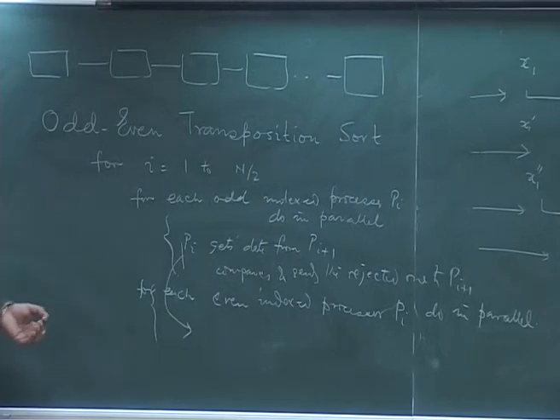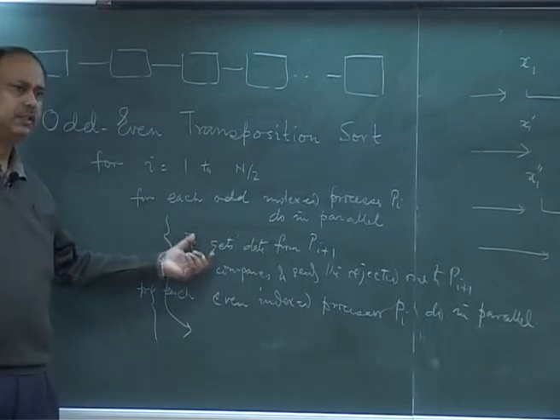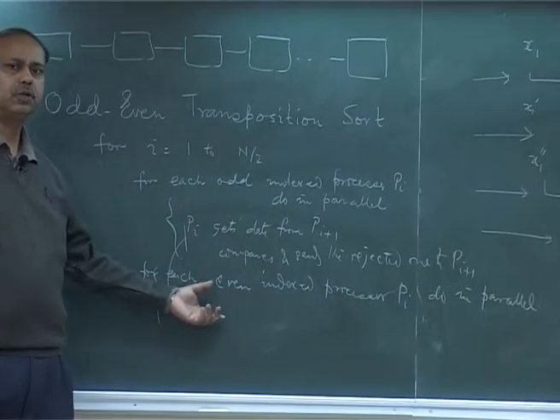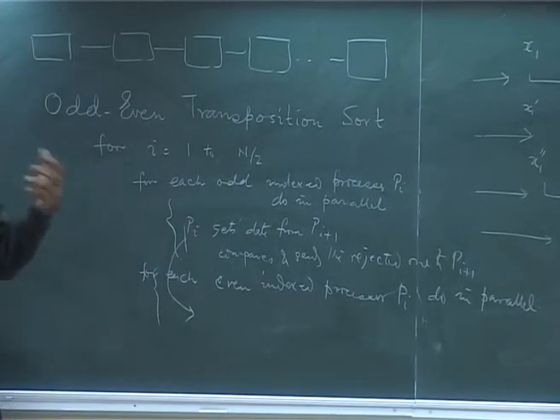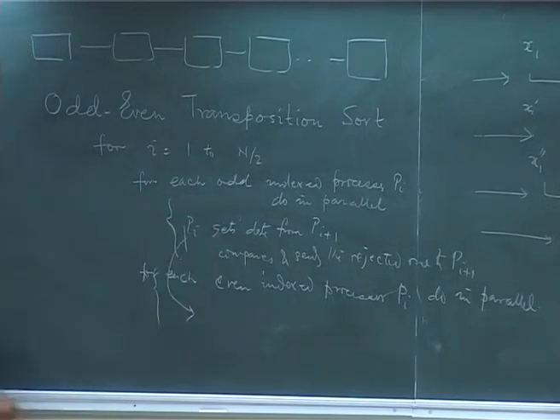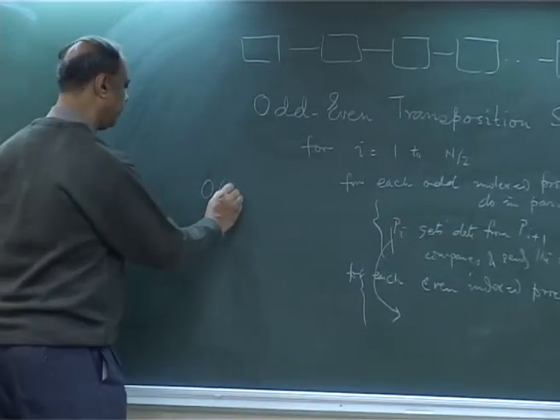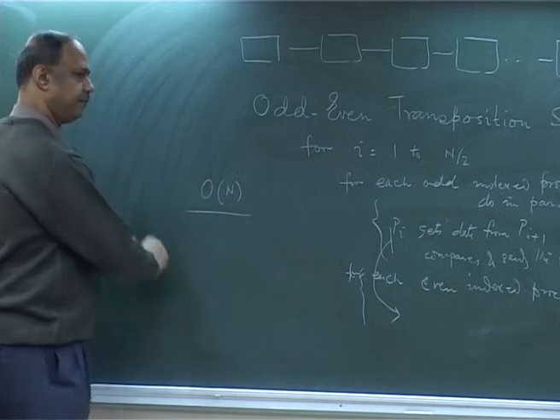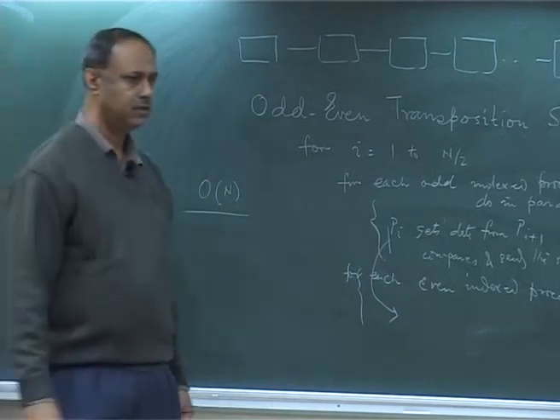So, the time complexity for this one comparison is order 1, this is also order 1. I am assuming that transfer also takes a constant amount of time. So, this is order 1 time, right, constant time. So, you have total time complexity of order n, right.